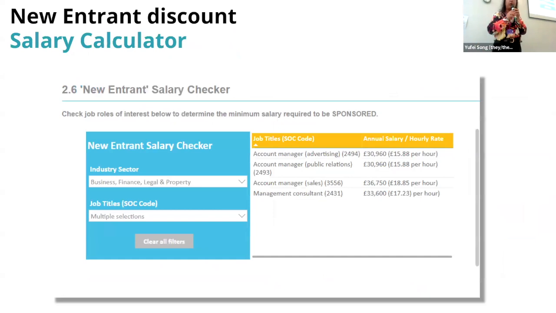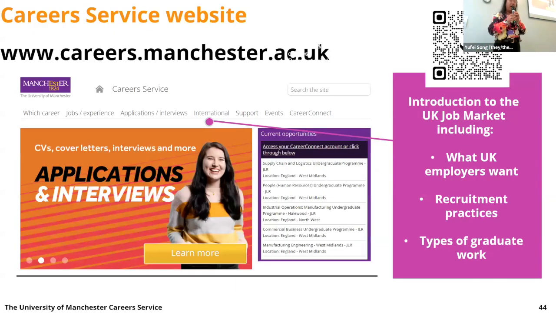In addition to this, they also have the new entrant discount salary calculator. As we know from today's session, the new entrant criteria will be quite important for you in terms of being able to go into the labor market and get a skilled worker visa. But some of the criteria and the different options in there can be confusing, so hopefully this can be helpful to you, along with Mohammed and Nancy's advice today. We also have some information on the website in addition to work visa, in terms of the recruitment processes, an introduction to the UK job market, etc. So you can feel free to use this afterwards.